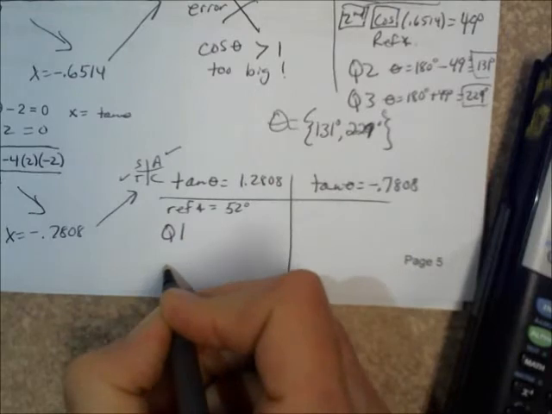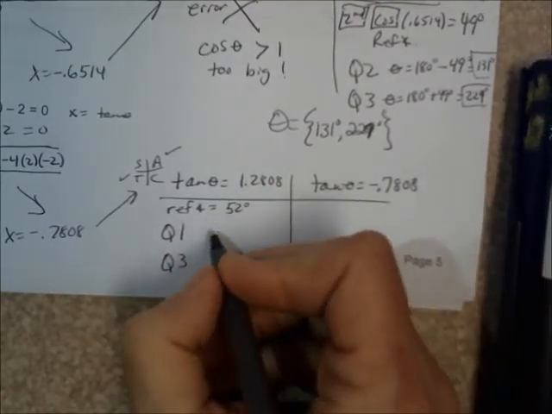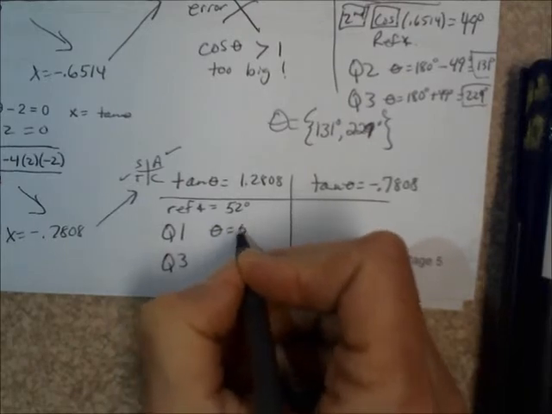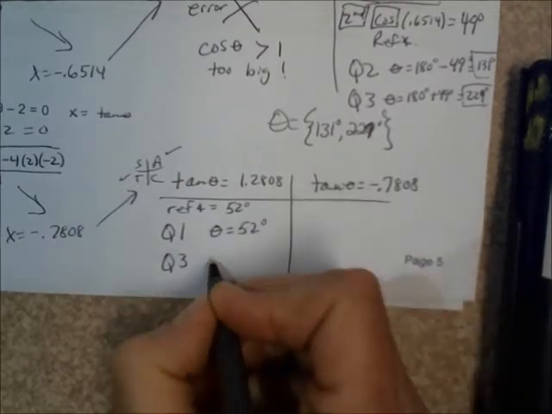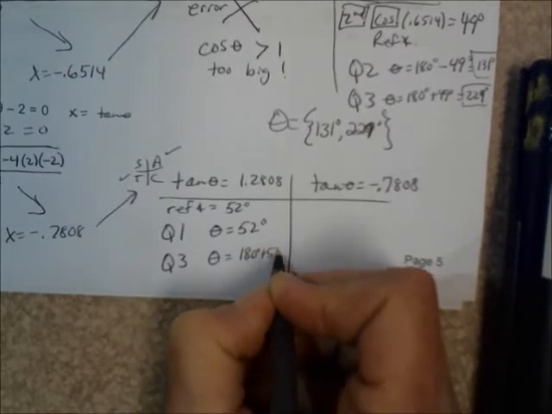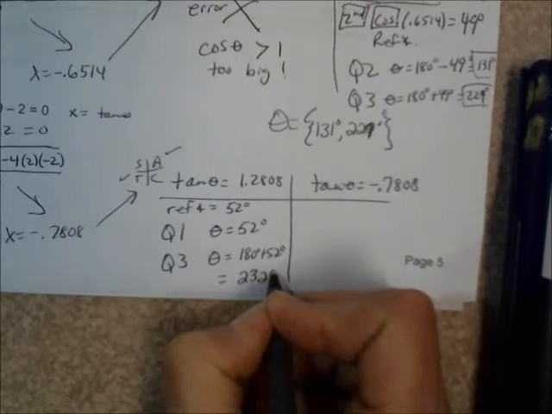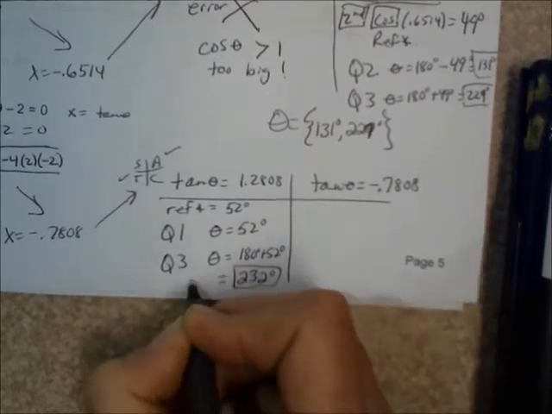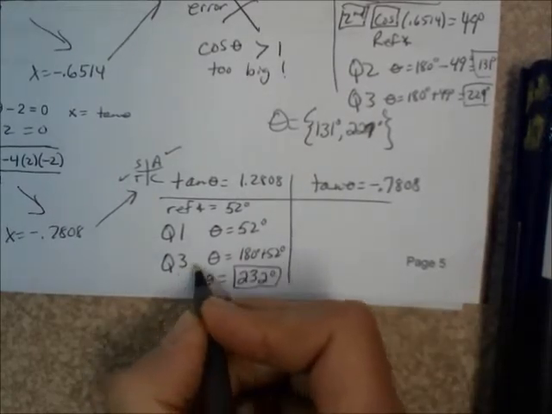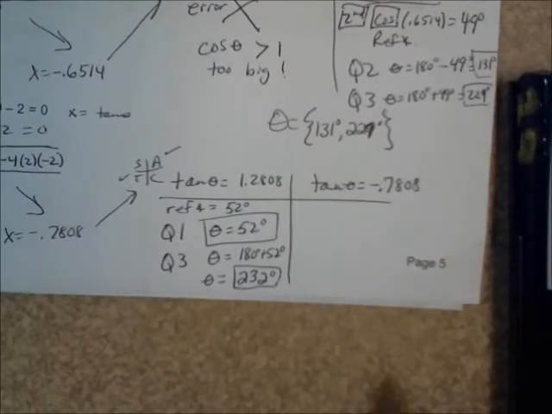So you have a quadrant 1 answer and a quadrant 3 answer. The quadrant 1 answer is the same thing as the reference angle. And the quadrant 3 answer is 180 plus 52 degrees, which is 232 degrees. So you have one theta value from quadrant 3 and one theta value from quadrant 1.